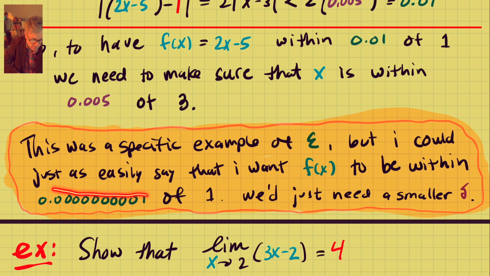And in fact, it makes no difference how small you choose your epsilon to be. Delta is always going to be 1/2 of that, right? If you make delta 1/2 of that, then the necessary criteria will always be met.